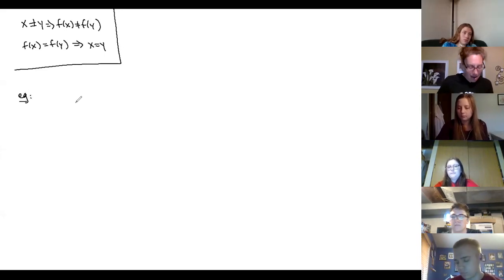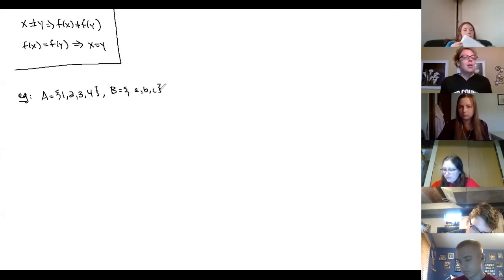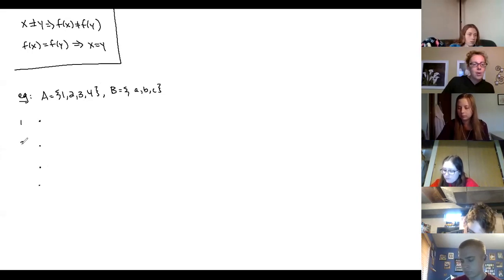All right, this one's not a rule. It's an arrow diagram. For example, my set A is the set {1, 2, 3, 4}, and my set B is going to be {a, b, c}. And I'm going to do it in terms of an arrow diagram. So remember how an arrow diagram works. We've got 1, 2, 3, 4 over here. We've got a, b, c over here.